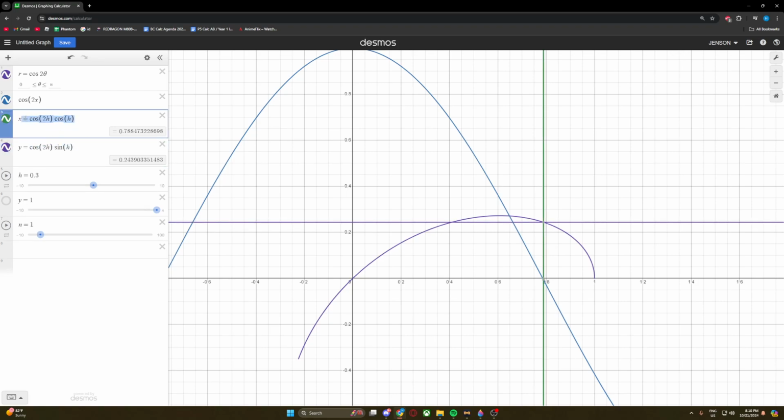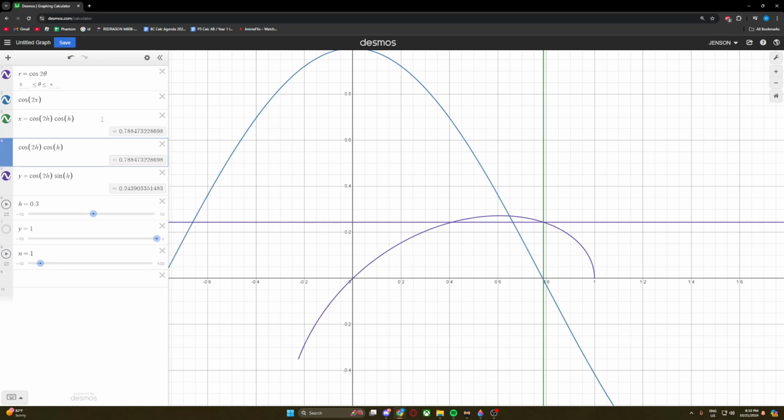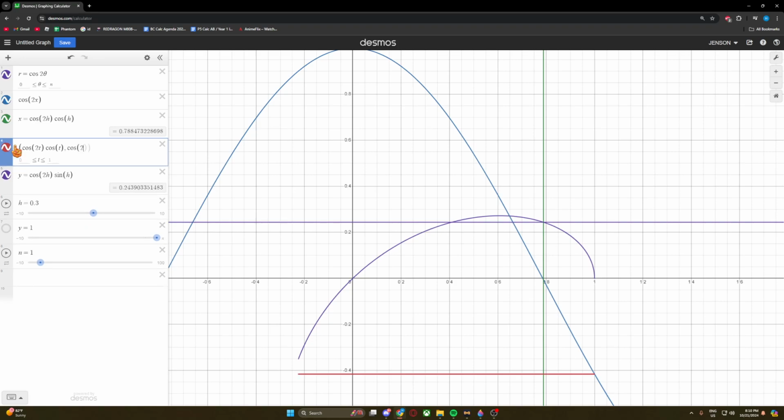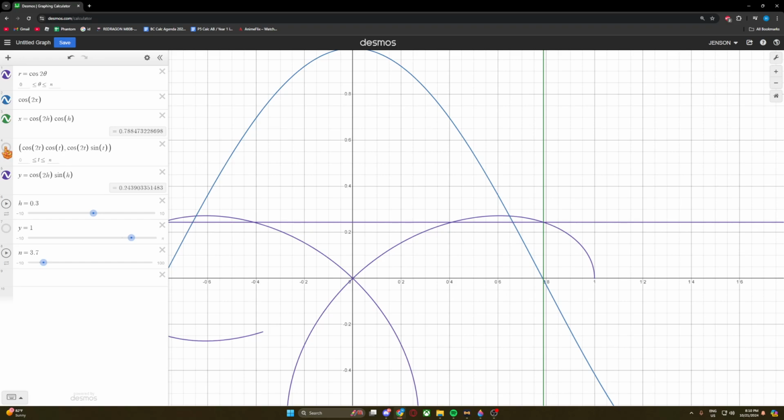If I put this into a parametric equation, like this, t, cosine 2t sin t, you get the same equation as I showed you earlier. And I put this as n. Look at that. It grows just the same as the purple function right here.